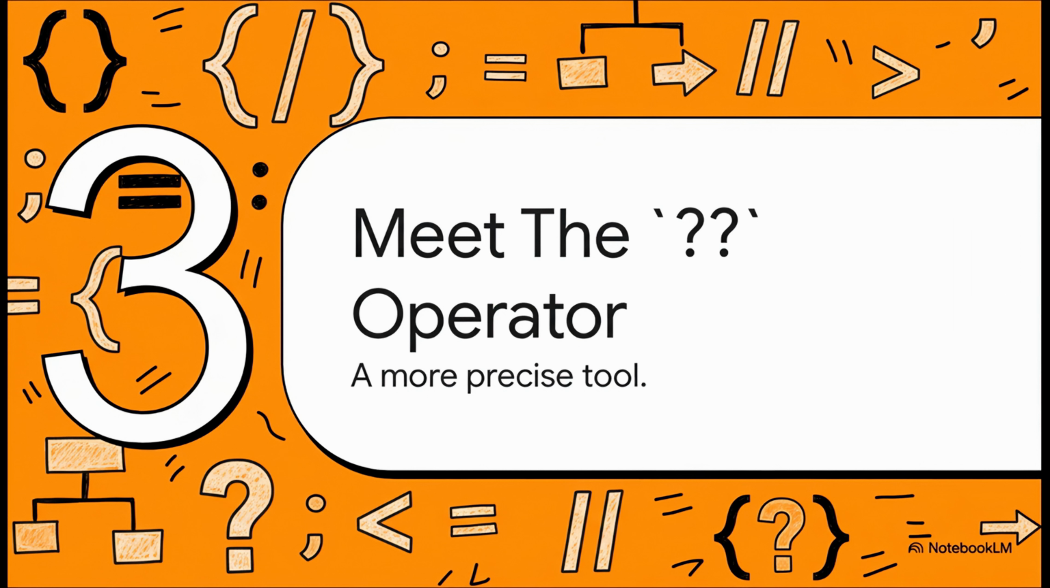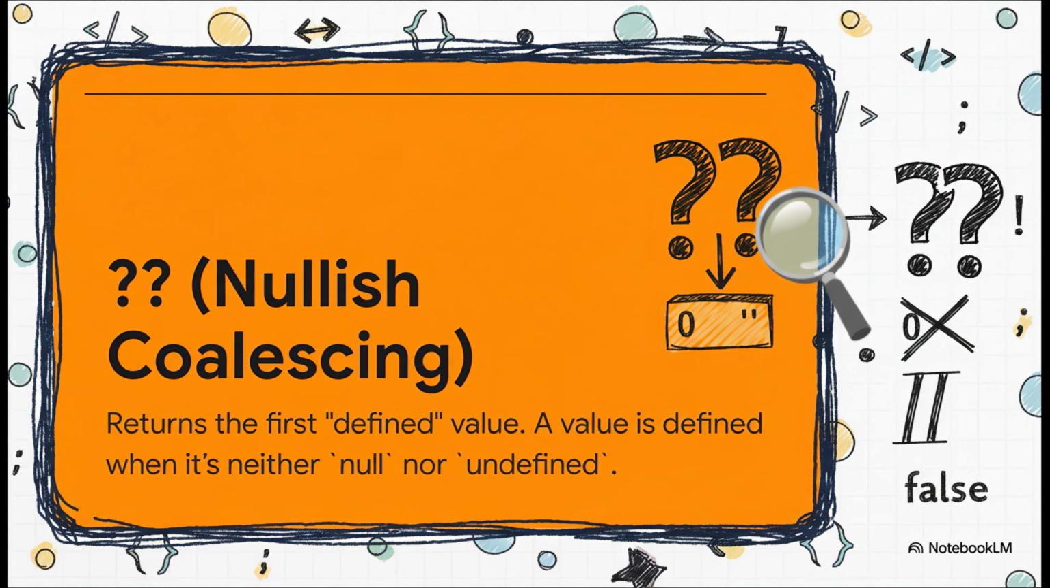This exact problem is why a newer, smarter tool was added to JavaScript. So let's meet the star of the show today, the nullish coalescing operator, or as we all call it, double question marks. It was literally designed to be a more precise tool for this exact situation. And here is the magic. The nullish operator could not care less about truthy or falsy.